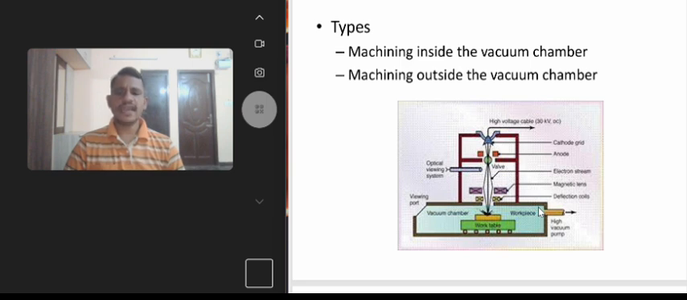So the entire EBM setup is enclosed in a vacuum chamber, which carries a vacuum of the order of 10^-5 to 10^-6 mm of mercury. This chamber carries a door through which the workpiece is placed over the table. The door is then closed and sealed.